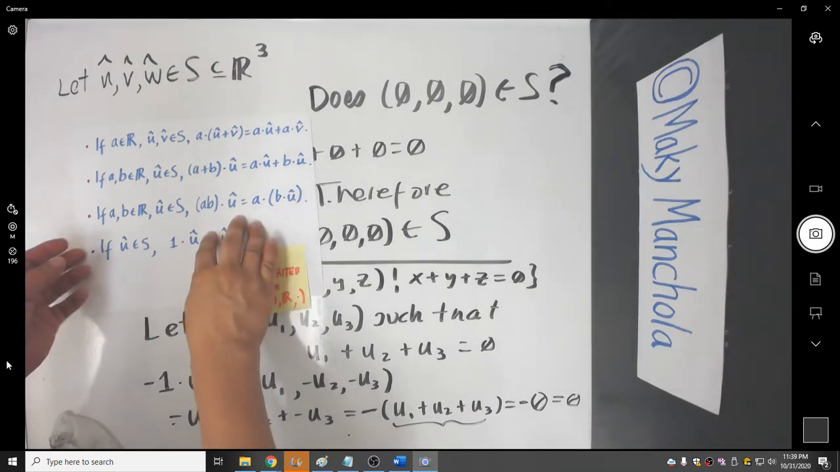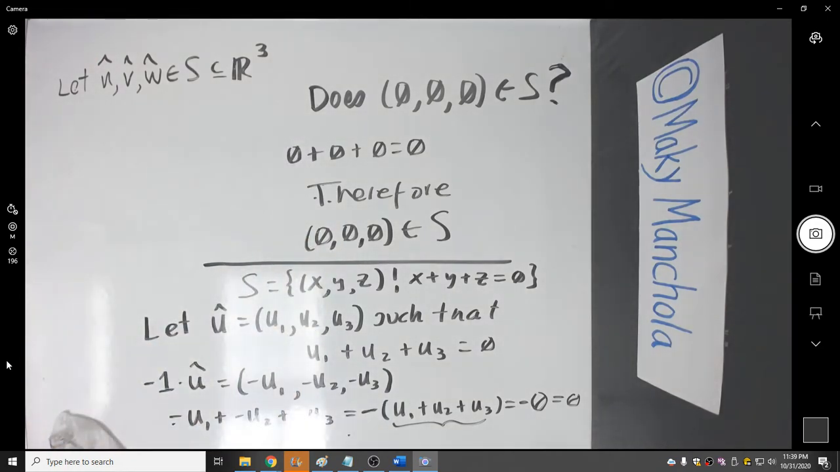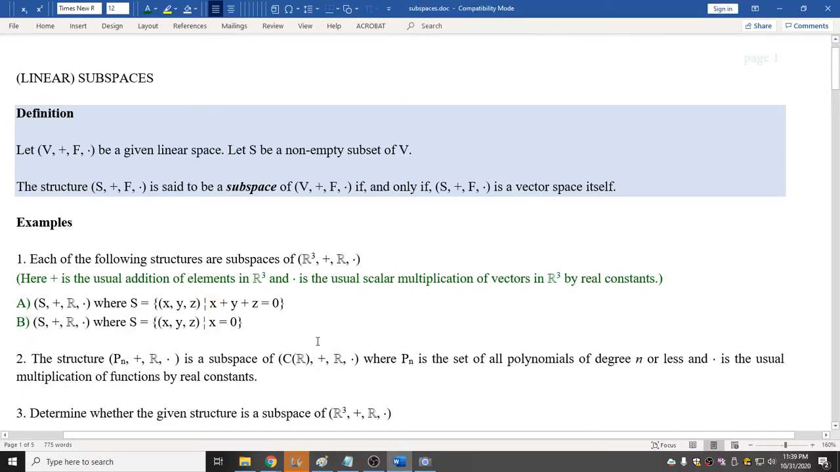Okay, so let's look at the second example here. So here's what we need to be thinking about. When we are asked to establish a structure is a subspace of a given linear space, we're having to verify certain properties with respect to the set, but we are not going to need to verify those properties that are inherited from the given linear space.